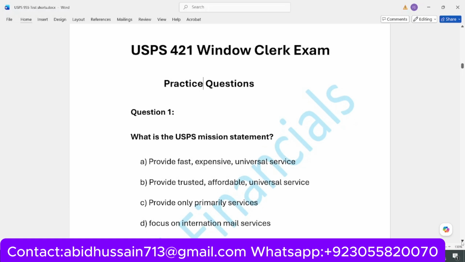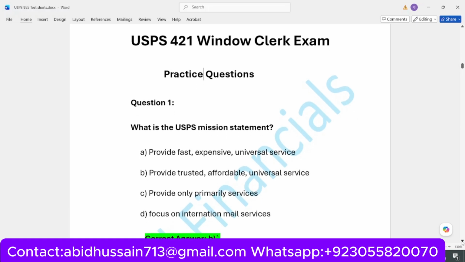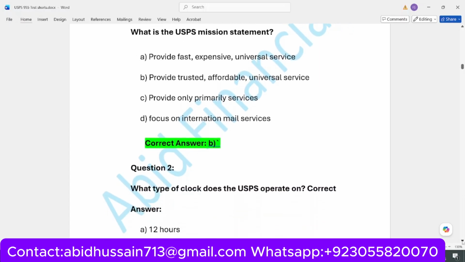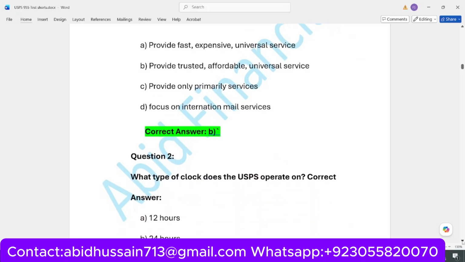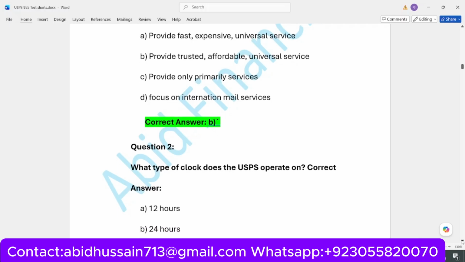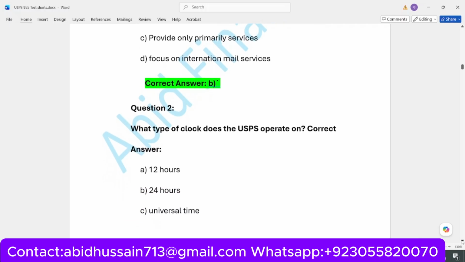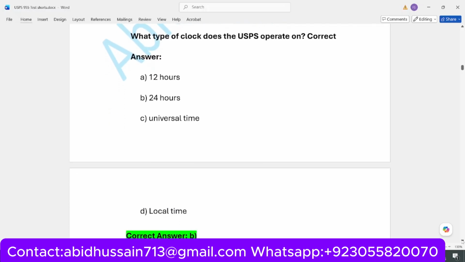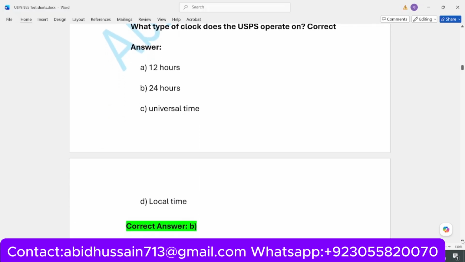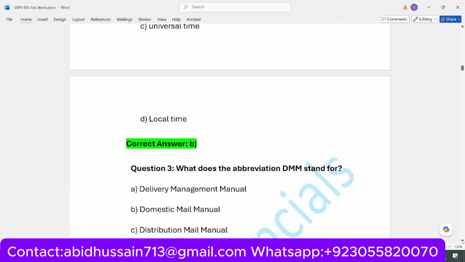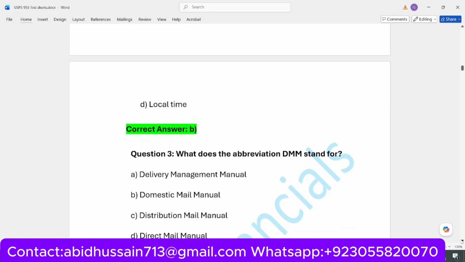Question number 2, what type of clock does USPS operate on? A, 12 hours, B, 24 hours, C, universal time, D, local time. The correct option is option B, 24 hours. Question number 3, what does the abbreviation DMM stand for? Delivery Management Manual, Domestic Mail Manual, Distribution Mail Manual, or Direct Mail Manual. The correct option is B, Domestic Mail Manual.